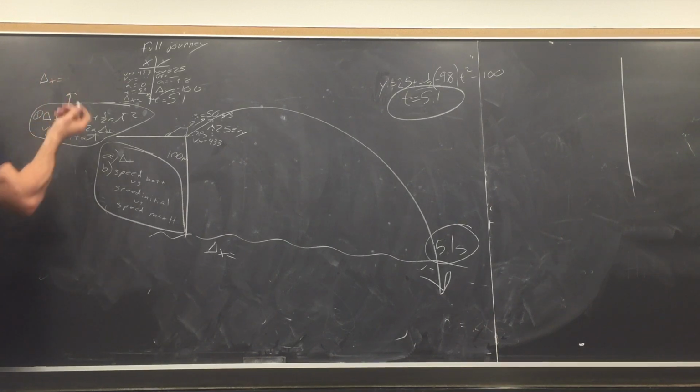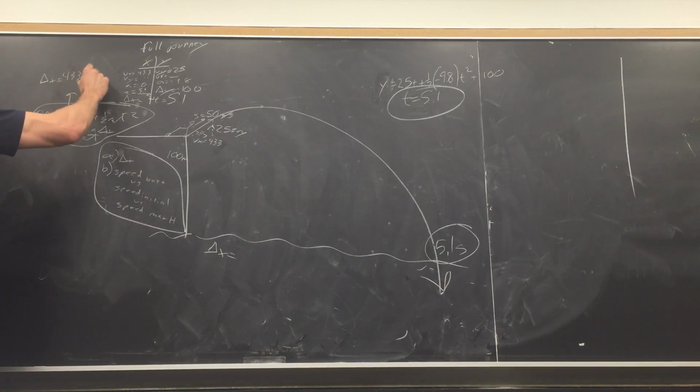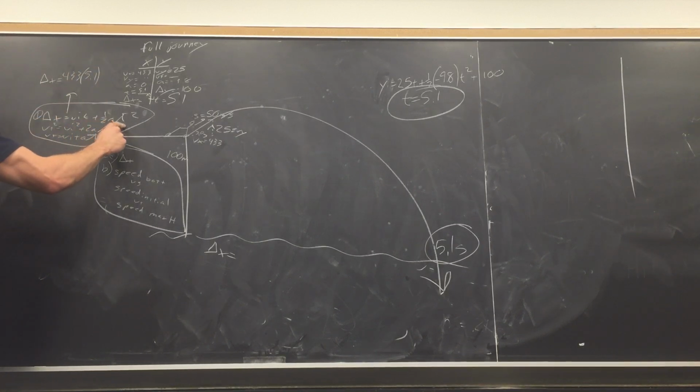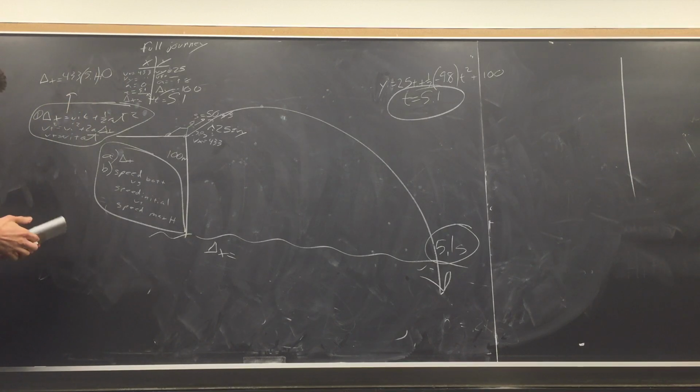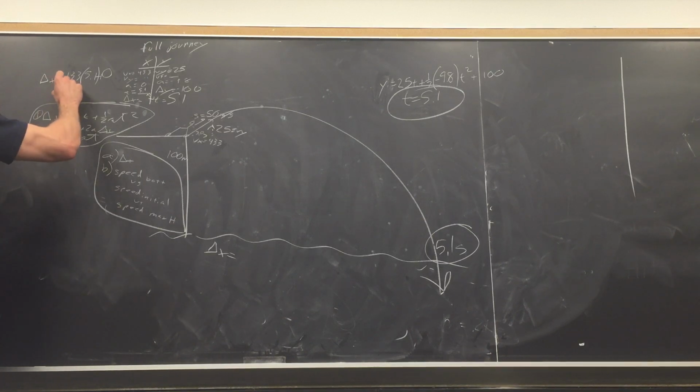Delta x is equal to the initial velocity, 43.3, times 5.1, plus 1/2 at squared. Well, the acceleration is 0, so we don't really care. So 43.3 times that time is 220.9. 220.9 meters. Okay, cool.